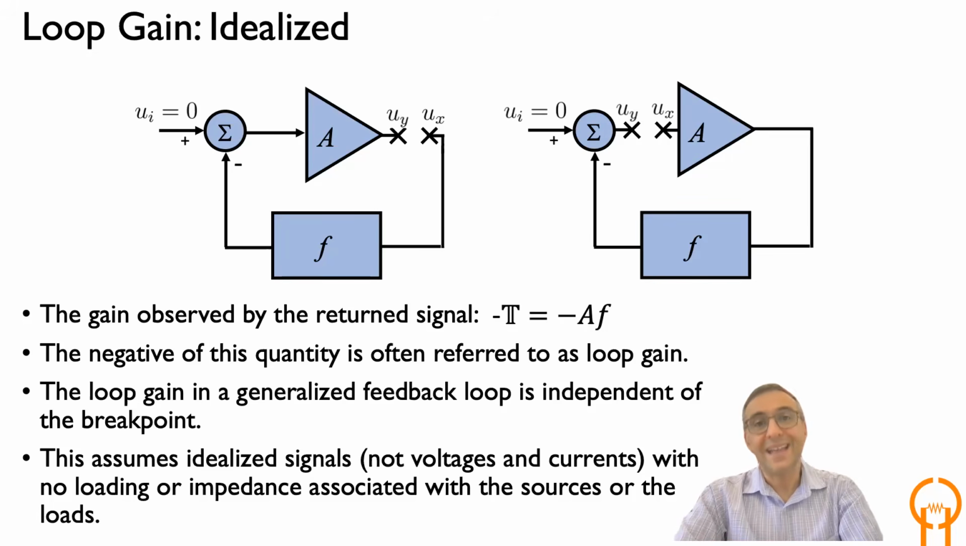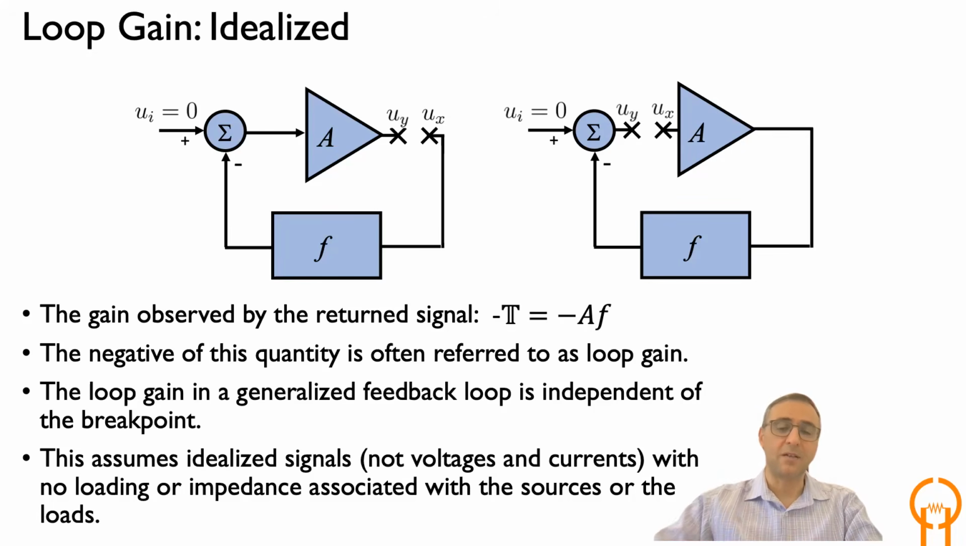Now, the negative of this quantity is traditionally defined as the loop gain. So remember, when we talk about loop gain, we are talking about the negative of this quantity, the same way that there was a minus sign in the return ratio calculation. That is shown with this other T. To differentiate the return ratio from the loop gain, for loop gain we use this different font for T that's shown here. And you can see that that's an invariant of the loop, and it's independent of the breakpoint.